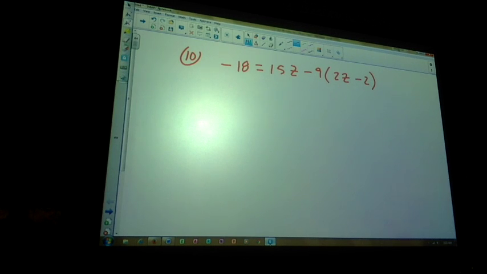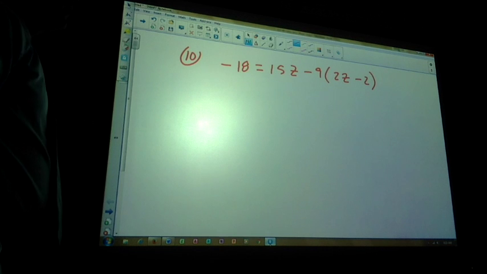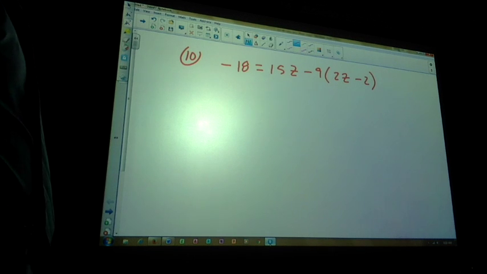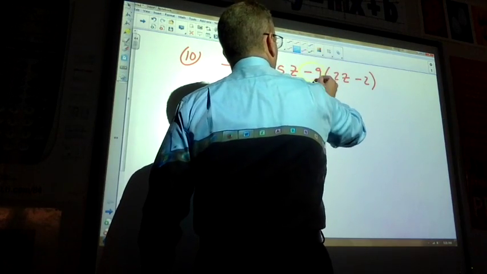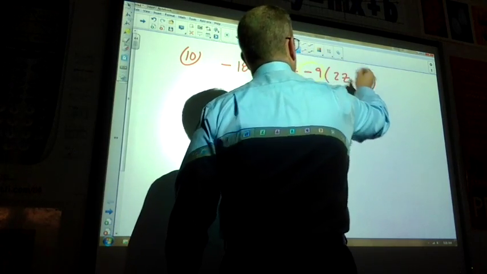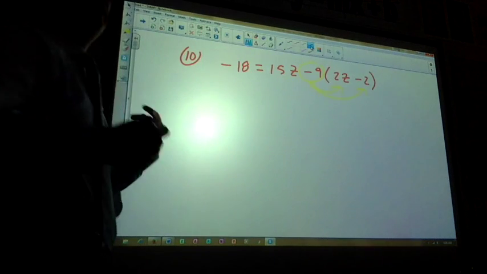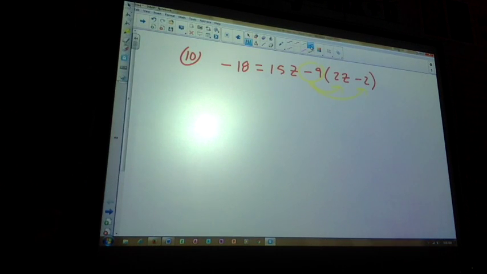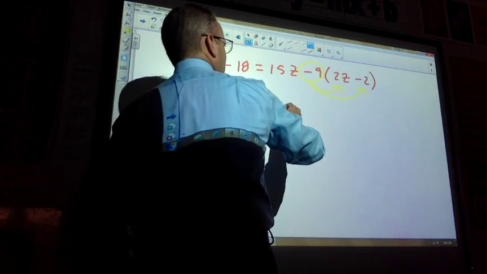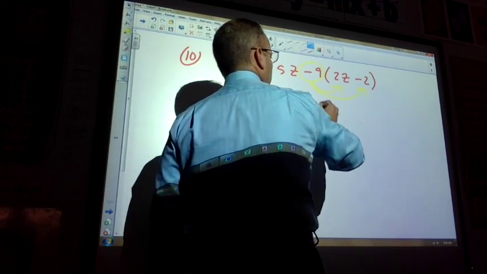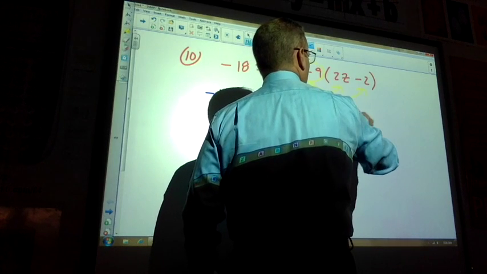You should multiply 2z and -2 by -9. Yeah. So I have a -9 right here. I need to distribute it here and here. That is a huge error. People forget to carry the negative all the way through. So the -18 stays as is for right now. 15z stays as is. Then I get -18z and +18.